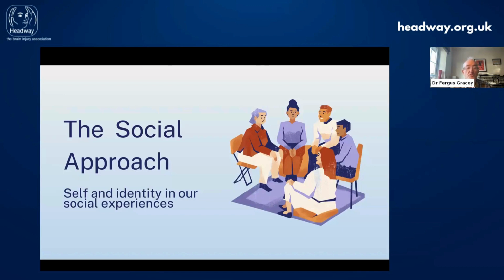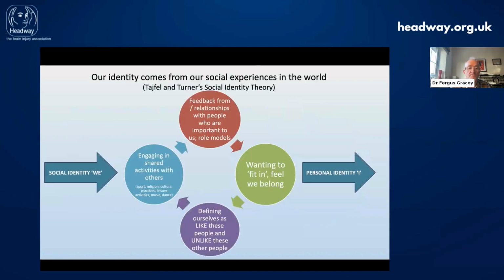So first of all is the social approach. This is thinking about self and identity in the context of our social experiences. The idea is that our identity comes from and is defined by our social experiences, the groups we belong to, the activities we do, etc. There are many different theories, but Tajfel and Turner's social identity theory is one of them. The idea is that identity is defined as the we, the people we spend time with, engaging in shared activities where we feel we belong, where we identify with those people.